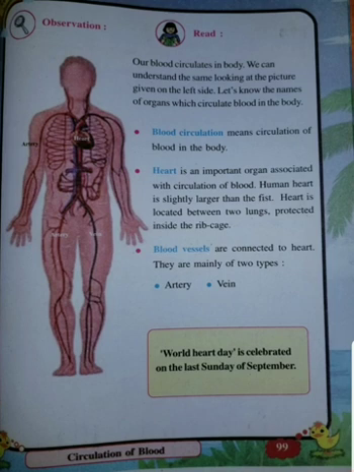Human heart is slightly larger than the fist. Fist means आपकी मुट्ठी. जितनी आपकी मुट्ठी बनती है, आपका अंगूठा अंदर डालो और मुट्ठी बनाओ. पता है ना मुट्ठी कैसे बनती है? उसको बोलते हैं फिस्ट. What we say? FIST, फिस्ट. तो जितनी आपकी मुट्ठी बनेगी उससे ही थोड़ा सा बड़ा आपका क्या है? हार्ट है. क्या है? हार्ट है.